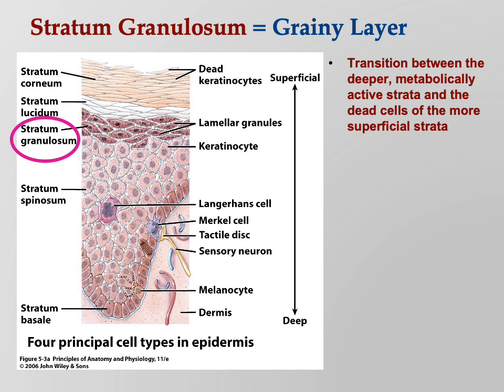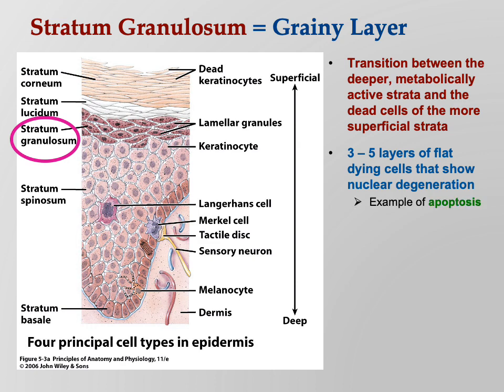And you might think, what, die? My own body is dying? Yes, and it's dying intentionally, all right? So these are 3 to 5 layers of flat dying cells that show nuclear degeneration. That doesn't mean like atomic bombs. It means that the nucleus of the cell is degenerating. This is something you should have seen before. I hope you did. But if not, that's okay.